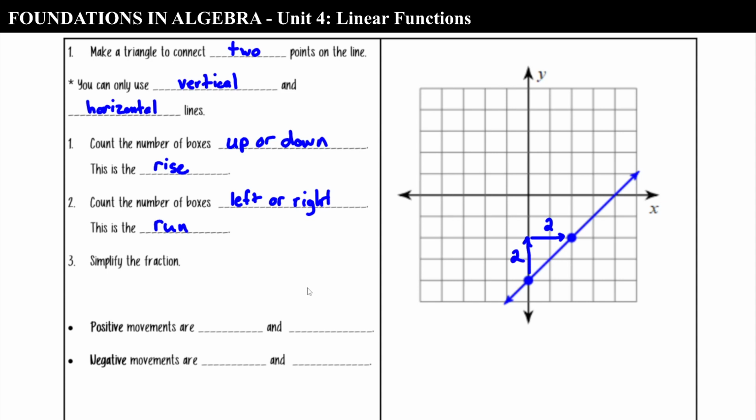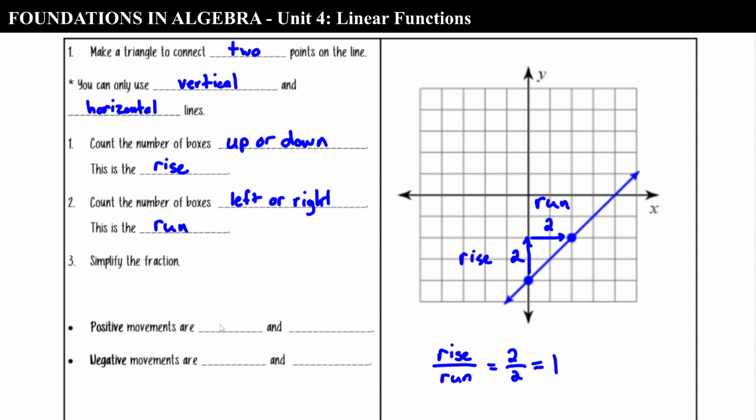So we're going to simplify our fraction. Okay, so here we have rise over run. In fact, let me write it that way. Our rise over run. This is our rise. This is our run. Our rise is 2. Our run is 2. And we simplify that fraction to 1. You must simplify your fraction. If you leave it as 2 over 2, I'm going to mark it wrong. It needs to be simplified. 2 divided by 2 is 1.